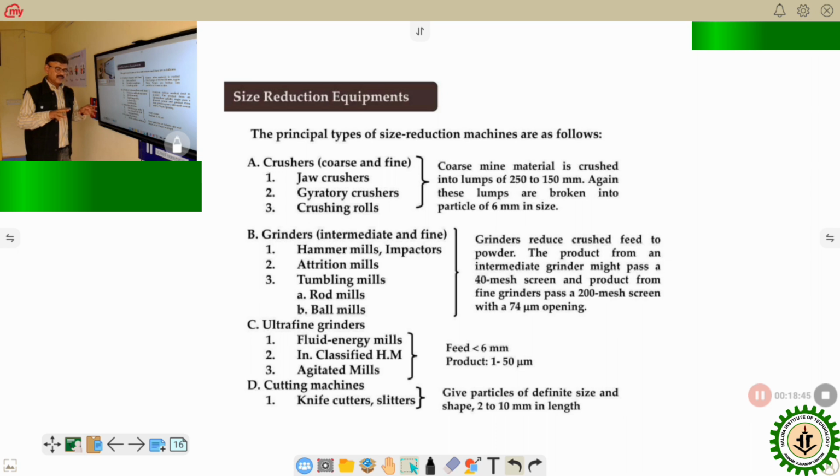So depending on the size range of the feed and product, that is the size reduction ratio, different reduction ratios are applied for different size reduction machines. In crushing operation, the size reduction is comparatively less. In grinder operation, the reduction ratio will be high. And in ultra fine grinder, we can achieve the highest reduction ratio. And the cutting machine is mostly applied for soft material.